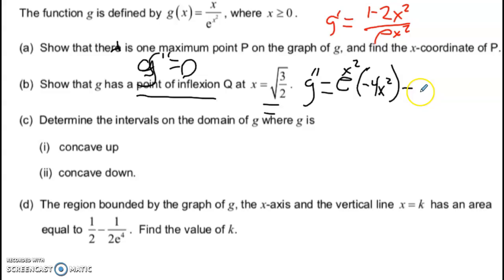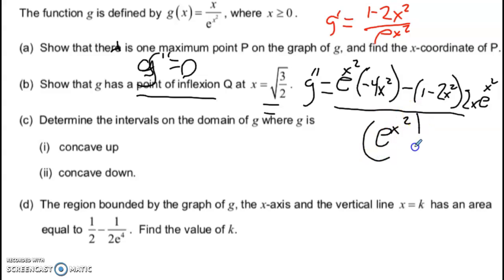Well, the top is 1 minus 2x squared, and we already know the derivative of the bottom because we did it a minute ago. It's 2x times e to the x squared. So 2x times e to the x squared, all over the bottom squared, which is e to the x squared squared.